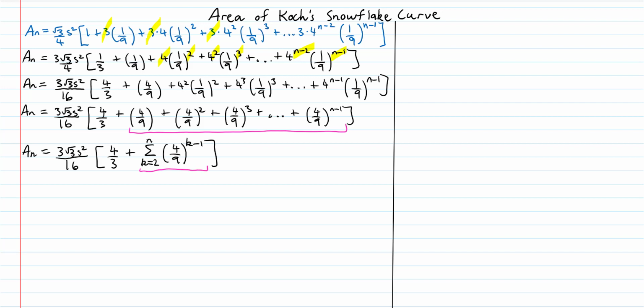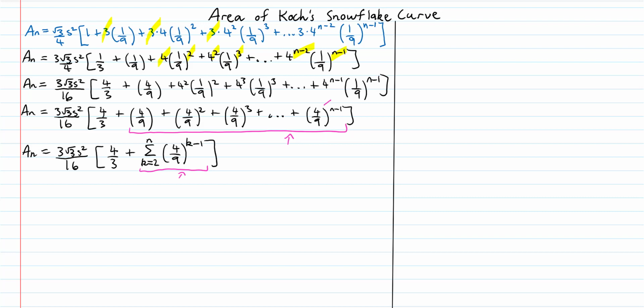So this part here and this part in the line previous are just exactly the same. For example, our first term here is when we plug in k equals 2, so we get 4 over 9 to the power of 2 minus 1, which is just 4 over 9 to the power of 1, and that's just 4 over 9. And then we're going to just keep adding 1 to the power as we go along in our summation. So the next term would be plus 4 over 9 squared plus 4 over 9 cubed, and then our final term is when k is equal to n, which is 4 over 9 to the power of n minus 1.